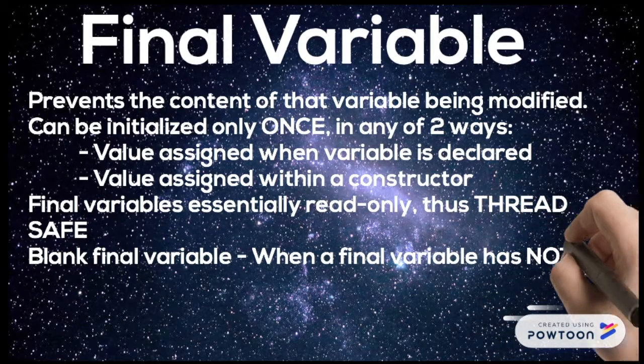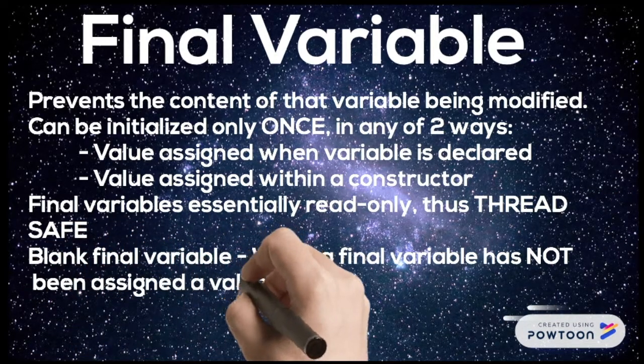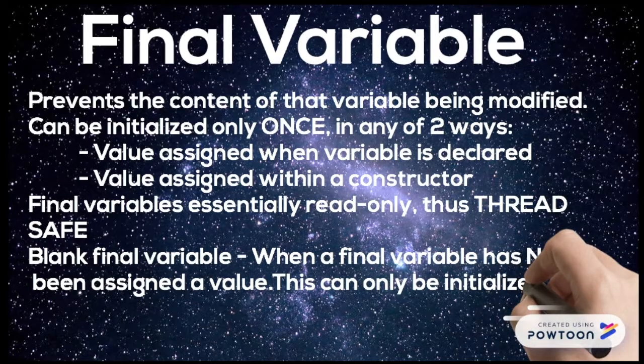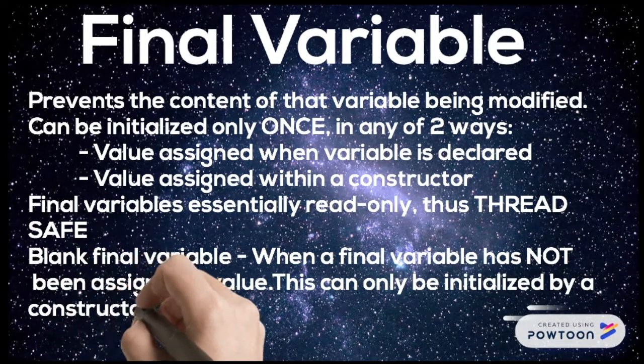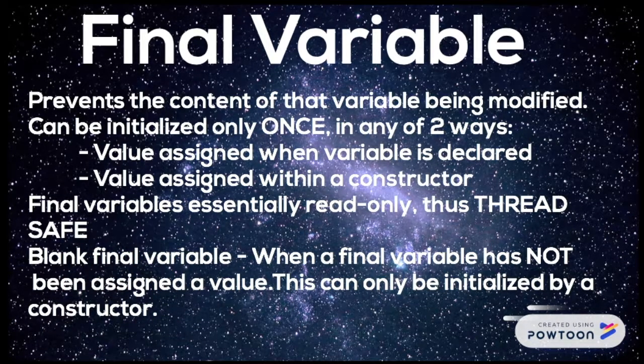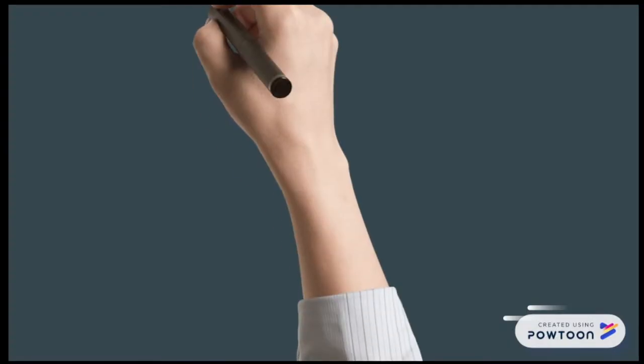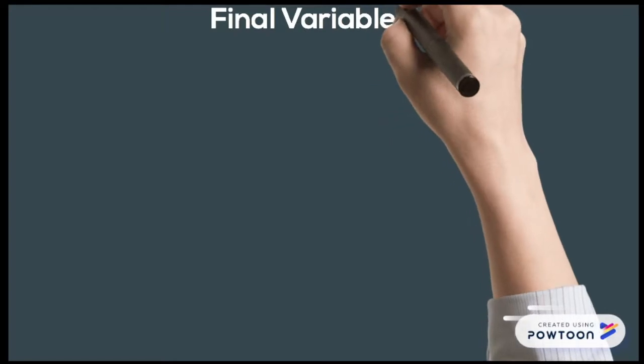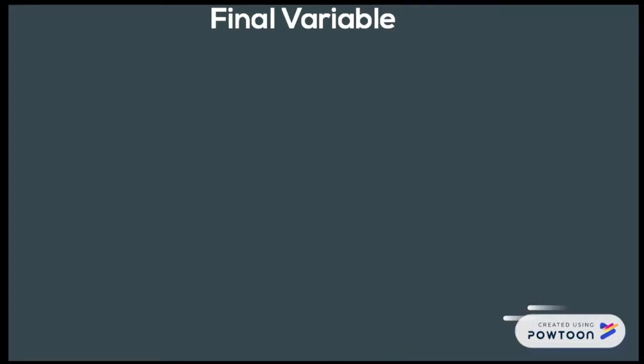Now, what is a blank final variable? When a final variable has not been assigned a value, this is called a blank final variable. This can only be initialized by a constructor. Now, let's discuss an example of a final variable.